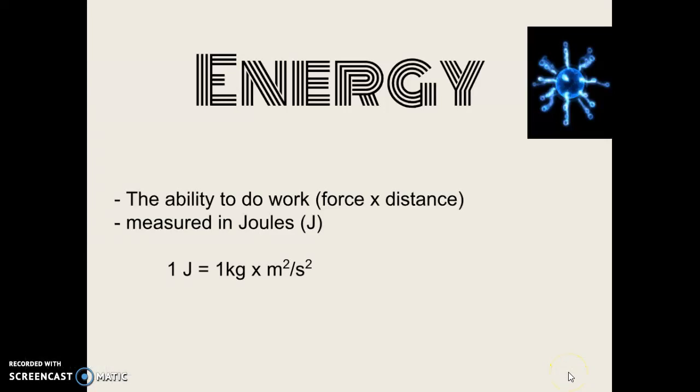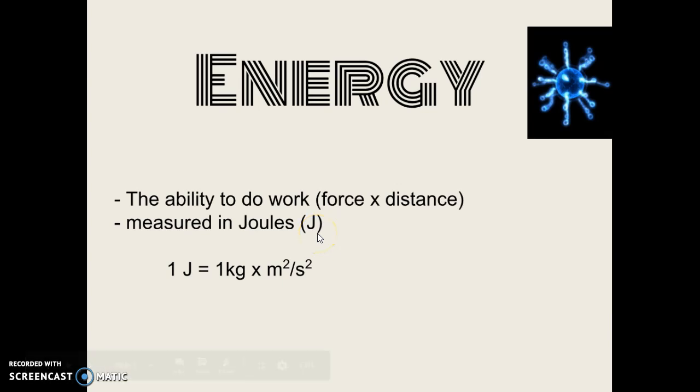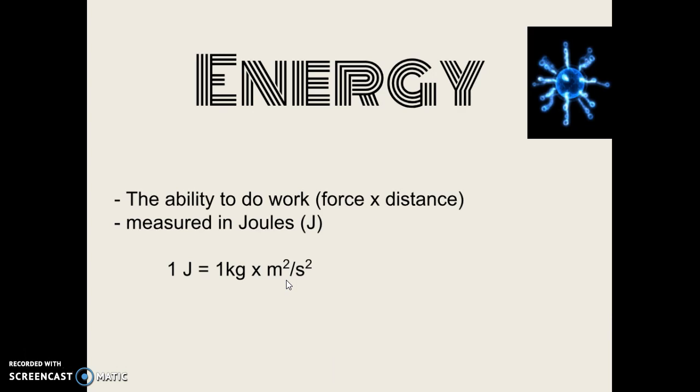Energy is the ability to do some kind of work, to cause something to move over a certain amount of distance because you're putting a force on it. And energy is always measured in joules. You use the capital letter J to indicate that you're talking about joules of energy. And 1 joule is equal to 1 kilogram times meters squared per second squared. And we'll talk more about what that means later. You'll see it in a practice problem.